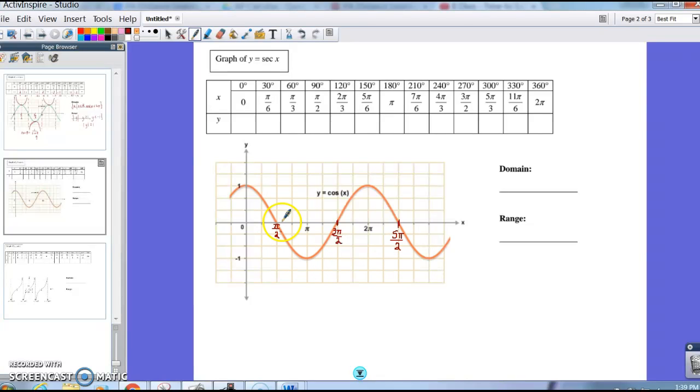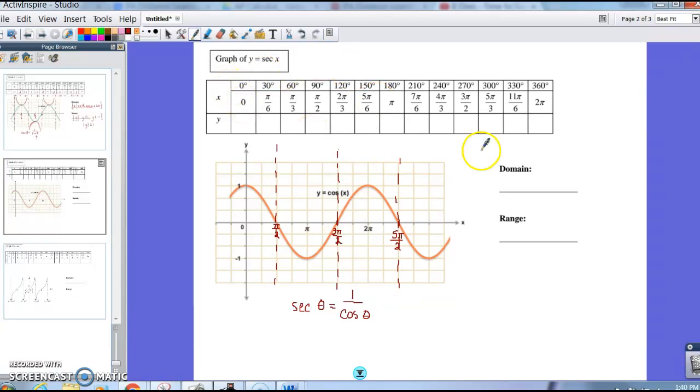And so the same idea holds true, right? Wherever the cosine graph, because remember secant of theta or of x, whatever angle measure you use, is 1 over the cosine. So wherever the cosine is 0, the secant graph is going to have an asymptote. Okay, the secant will have an asymptote wherever cosine is 0.